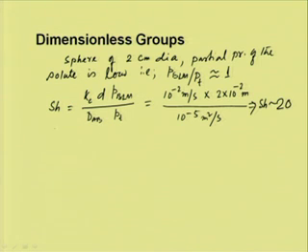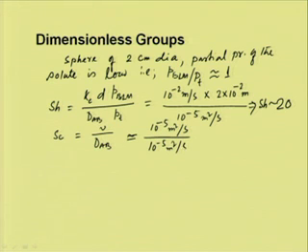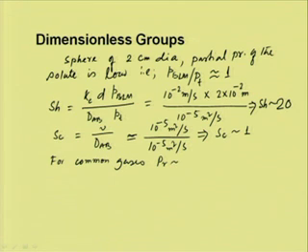But the Schmidt number for this case is equal to nu by D_AB, and nu, which is mu by rho, is in the order of 10 to the power minus 5 meter square per second, and the diffusivity is also 10 to the power minus 5 meter square per second. From this we can obtain the Schmidt number is approximately equal to 1. For common gases, the Prandtl number is equal to the Schmidt number, which is equal to 1.0.